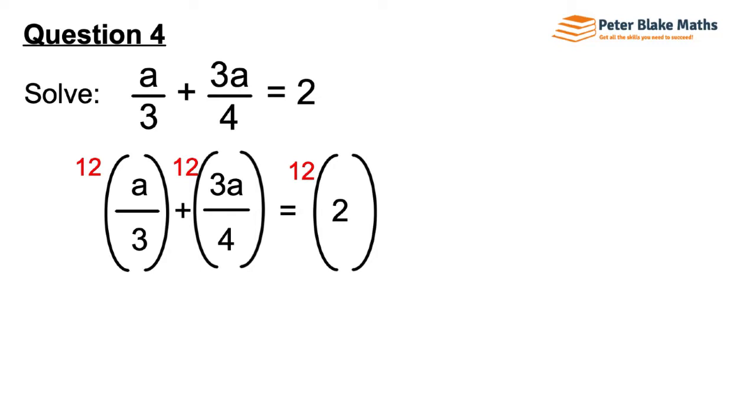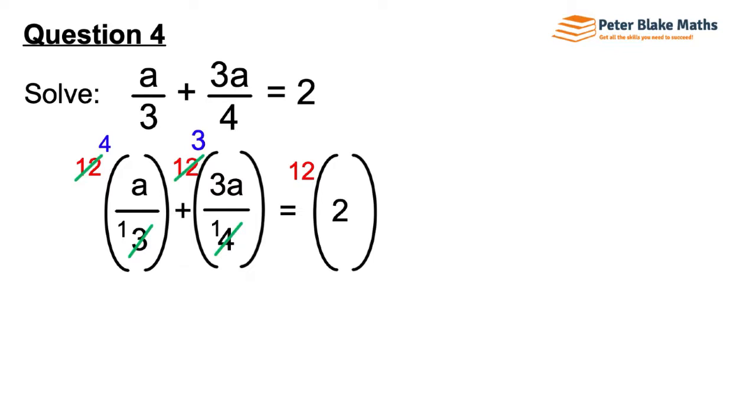We'll say to ourselves, 3 goes into the bottom once, and into that 12 4 times. In the second term there, we can say 4 goes into the bottom once, and into the 12 3 times. And on the right hand side, it's just 12 times 2, which won't have any cancelling happening there.